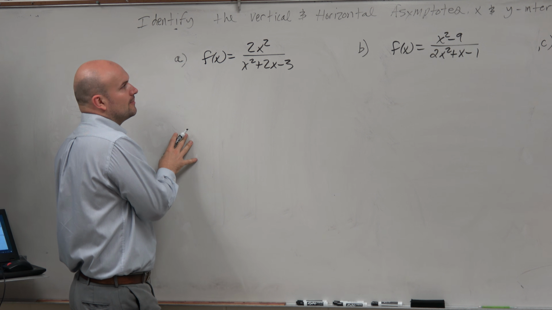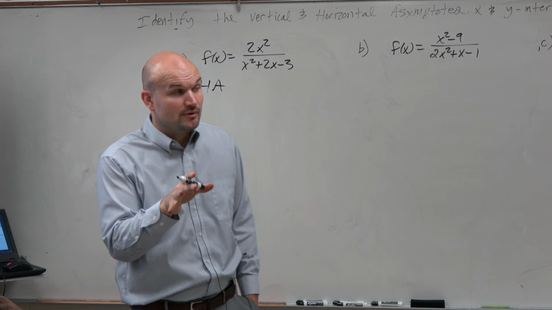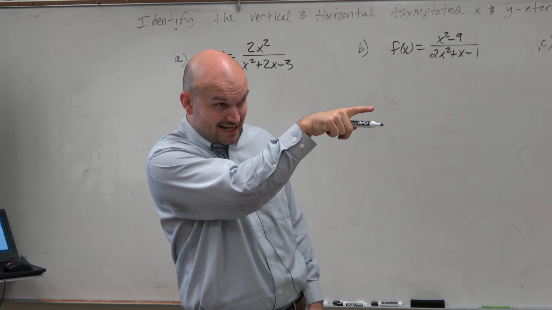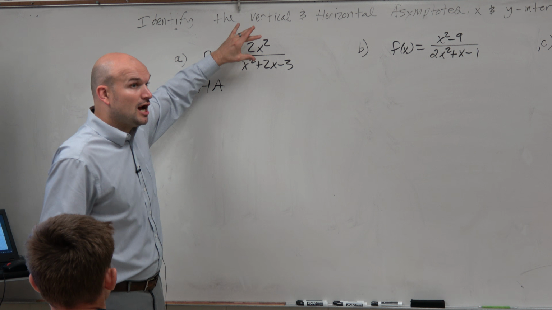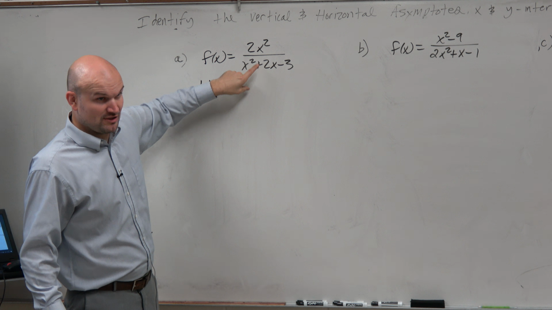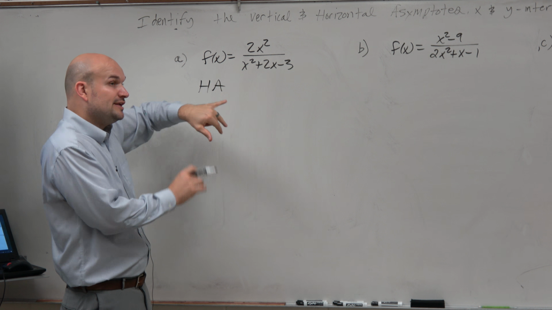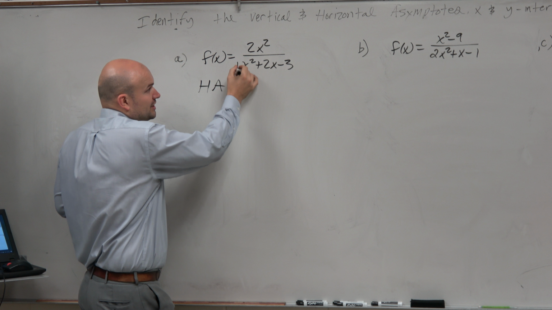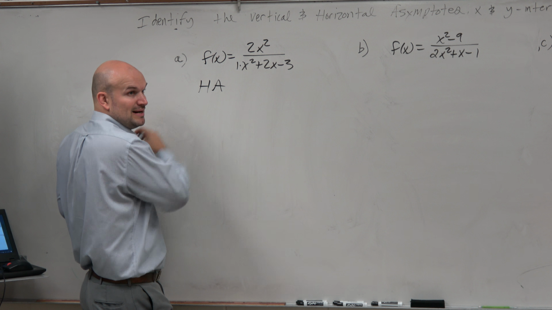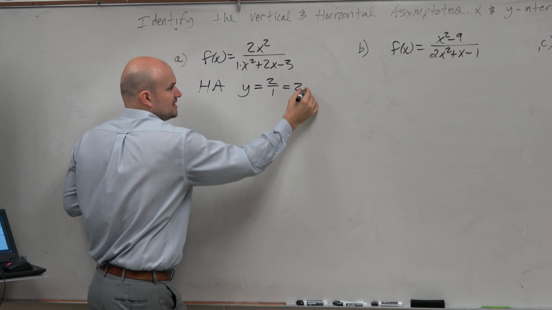So the first thing we want to look at is the horizontal asymptote. By the horizontal asymptote test, we see the highest power in the numerator, which is the degree, is the same as the highest power in the denominator. Since they're equal, we look at their leading coefficients. I don't have a leading coefficient here, so it's a 1. So my horizontal asymptote is the ratio of the leading coefficients: y equals 2 over 1, which is just equal to 2.